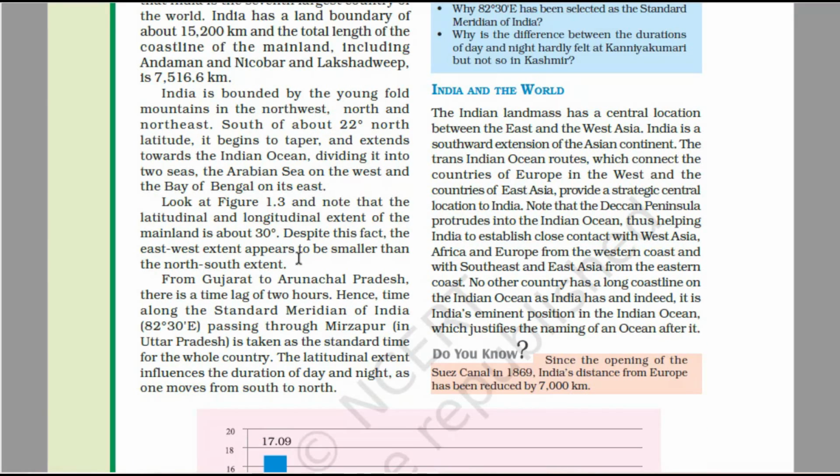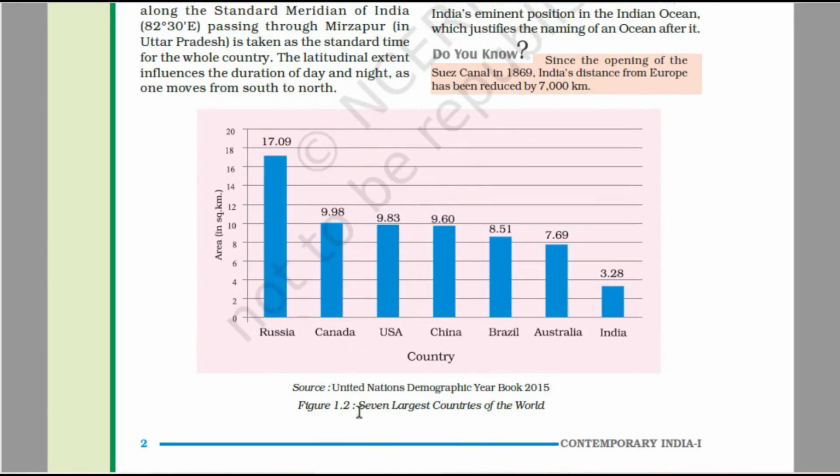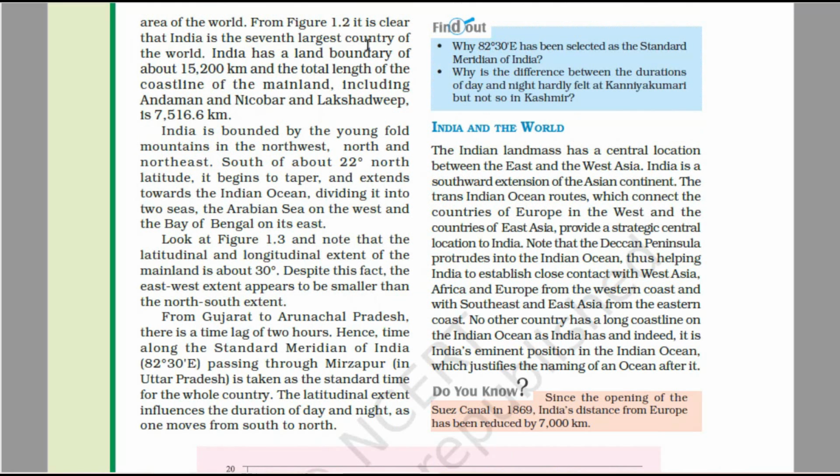Let us consider figure 1.2. Here we can see that Russia has 17.09% of the total geographical area of the world. After that, Canada, USA, China, Brazil, Australia, and at number 7, India is here having 3.28% of the total geographical area. It is clear that India is the 7th largest country of the world.